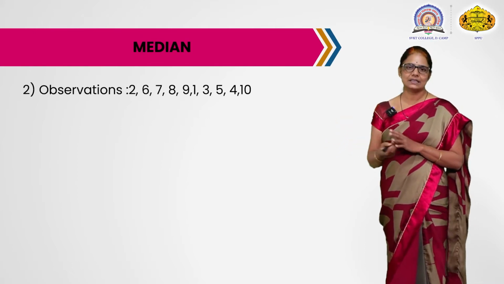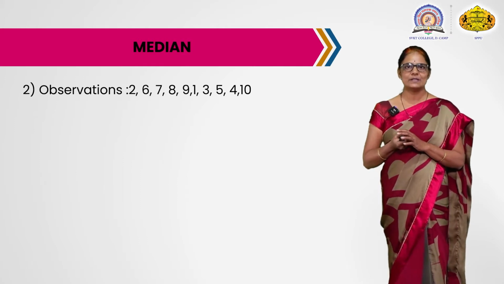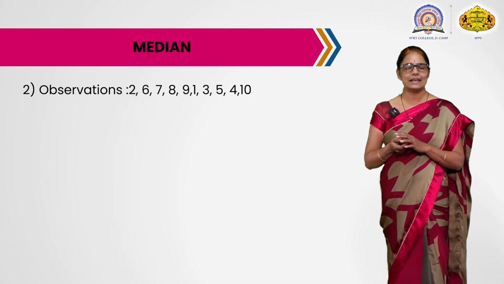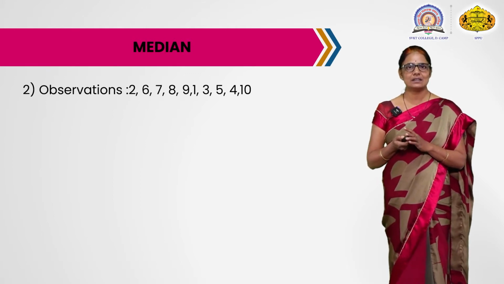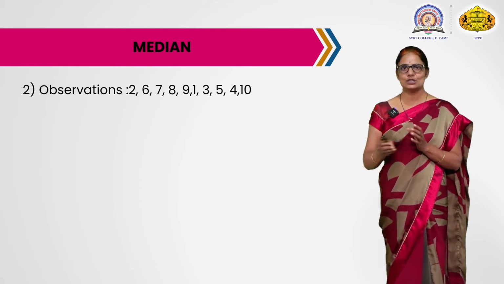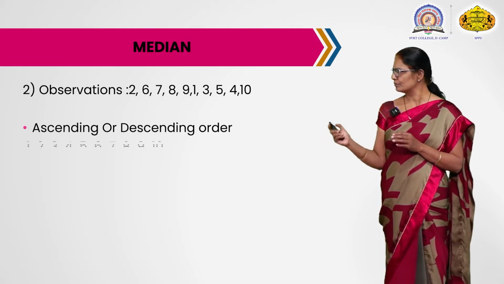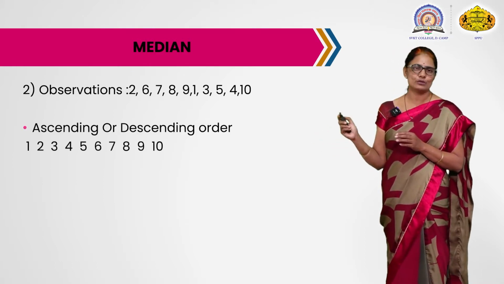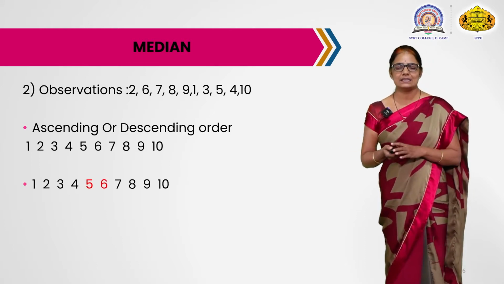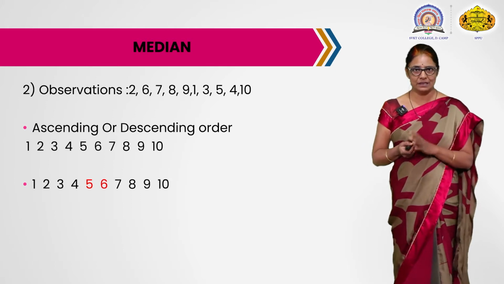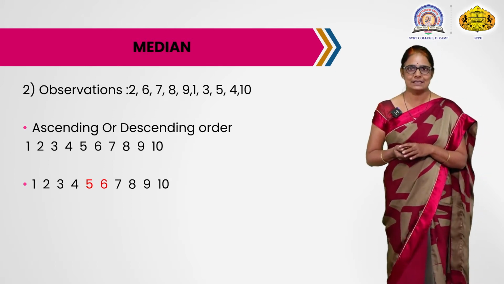So let us consider another example. Here we consider some observations. Again we apply the same step here. We write all the observations either in ascending or descending order and then find the middlemost observation. So here in the first case the middlemost observation is only 1 and that's why that is the median of the given data or given series.